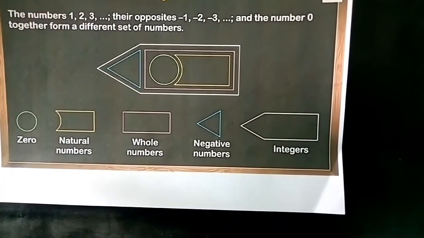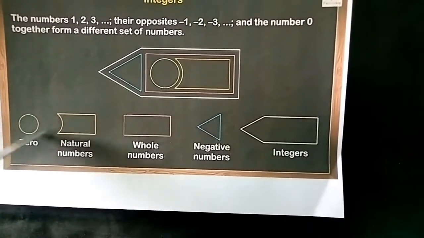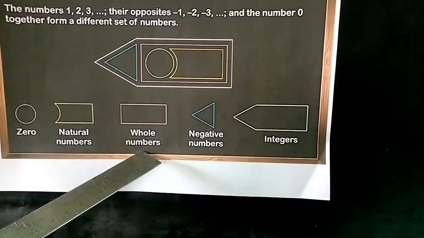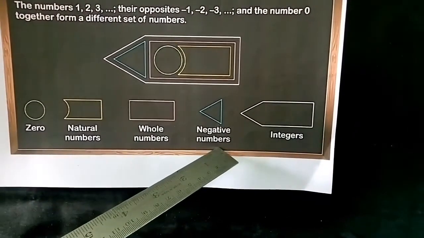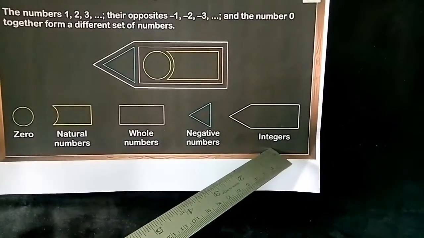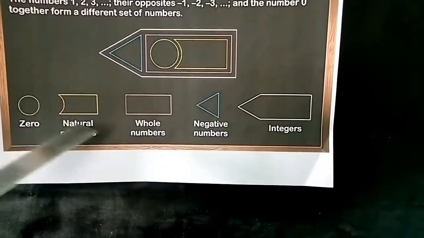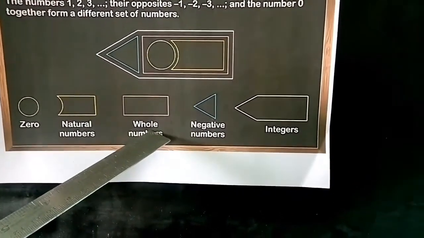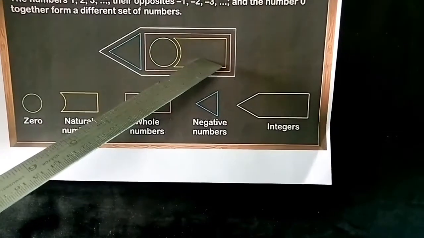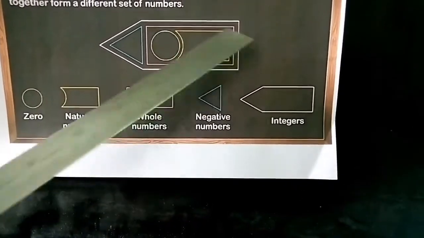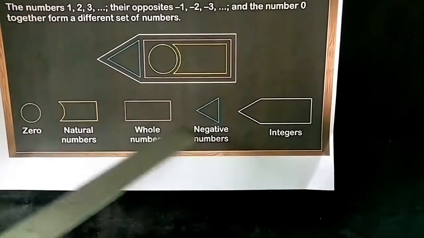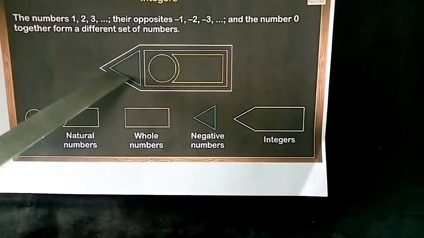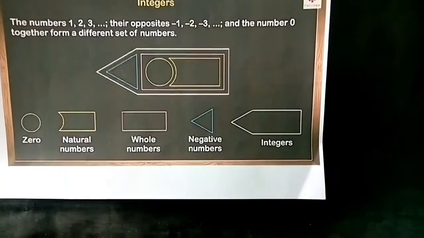Children, see this picture. This is 0. This is natural numbers. This is whole numbers. This is negative numbers. This is integers. We have 0 with natural numbers. The numbers are called whole numbers. 0 and natural numbers are whole numbers. And whole numbers with negative numbers are integers.